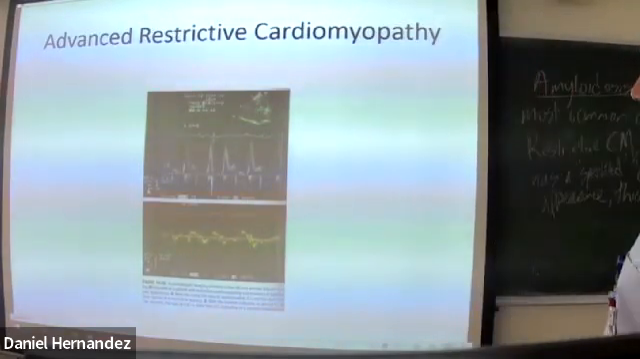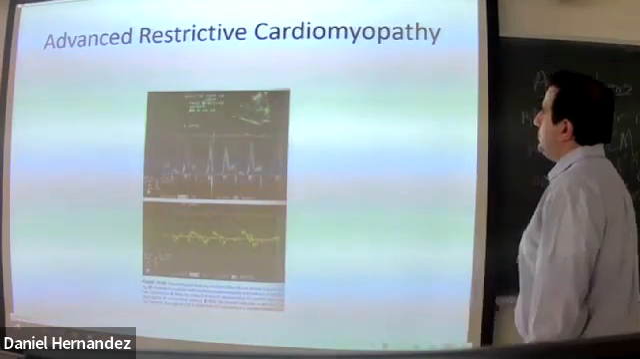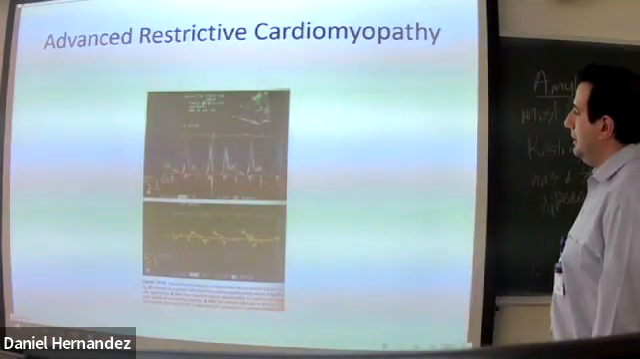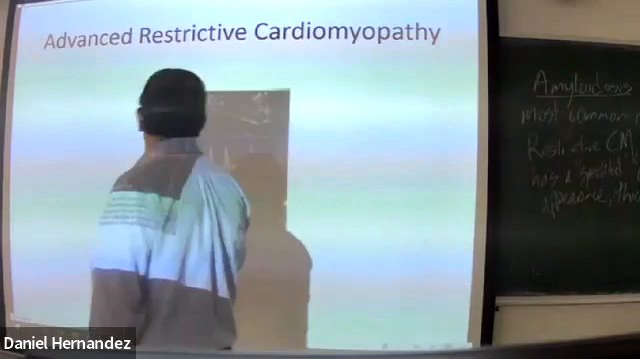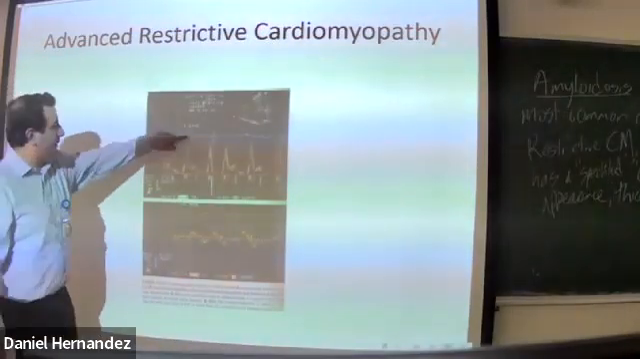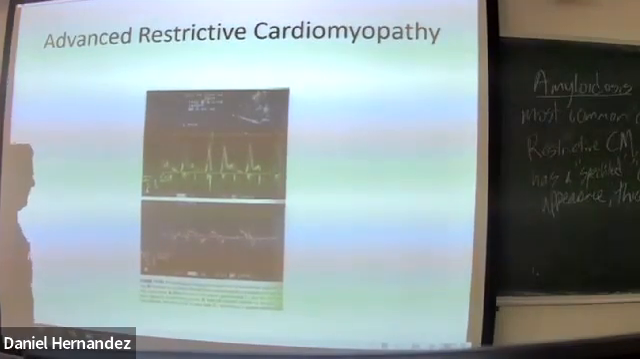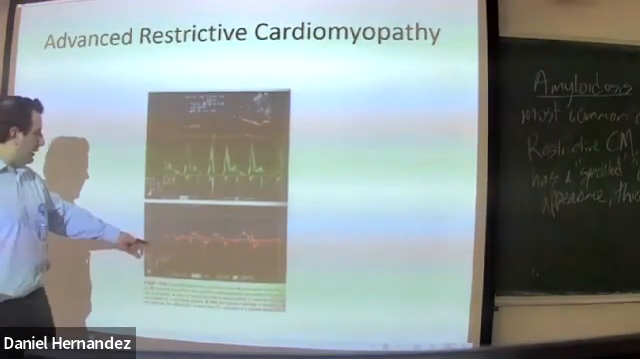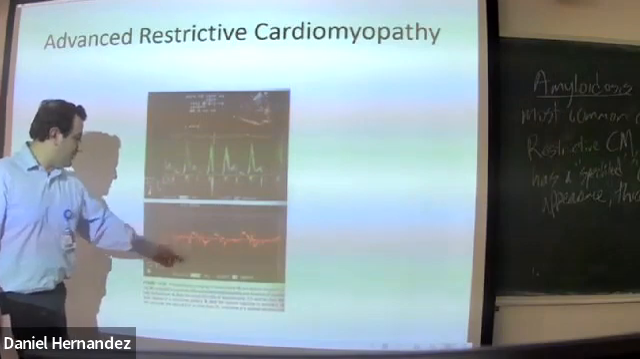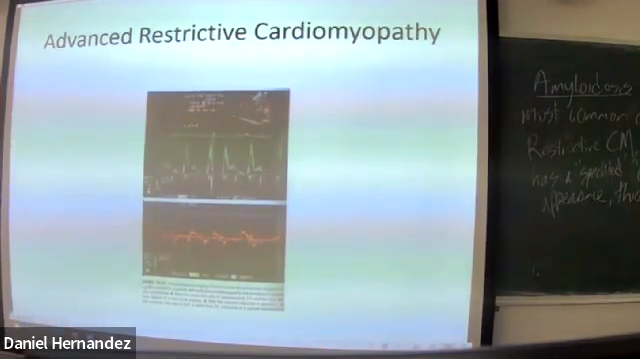So this is an example of a patient who has advanced restrictive cardiomyopathy. In this, with our mitral inflow, we see a very large E, very high E velocities, and a very small A wave. And then when we look at our tissue Doppler, we have a small E and a small A wave as well. So comparatively.